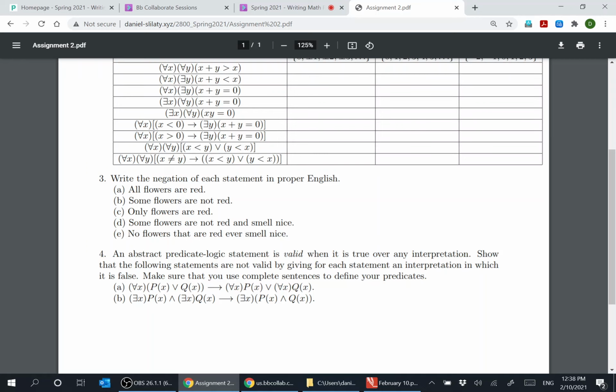Odd or even, say. P means odd, Q means even, or something like that. Well, that means everything in the domain is odd, or everything in the domain is even. That's false. As long as everything is either in P or Q, but there are things that are P's but not Q's, and things that are Q's but not P's.